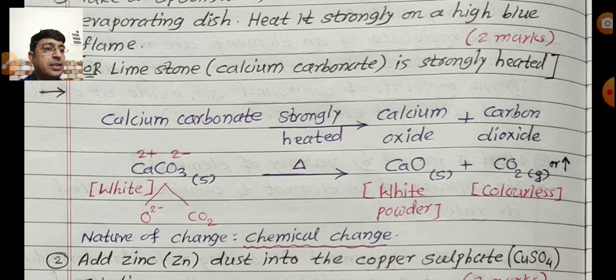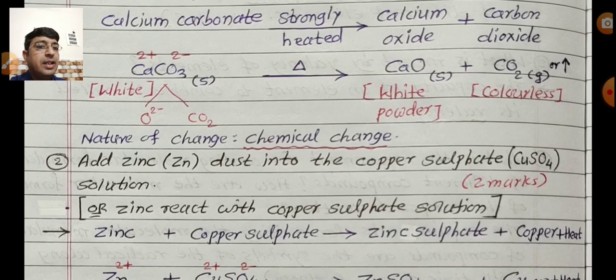Here you note these symbols. G means gas, or an upward arrow means that a gas is released into the air. So what is the color change in this reaction? Calcium carbonate is white in color, and CaO, calcium oxide, is also a white powder. So there is no color change, but gas is released. Now the nature of this change is a chemical change.